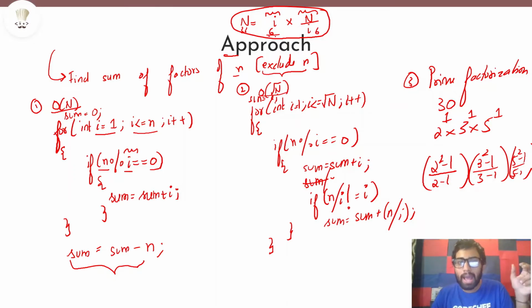But you don't want to add 2 6s to your sum. Your sum should add only 1 6. So to handle that special condition, we need to add an if condition. That's all is the approach.